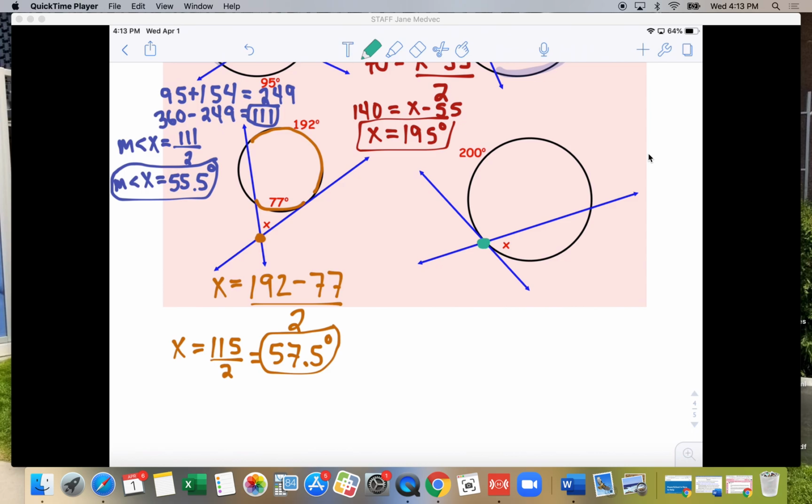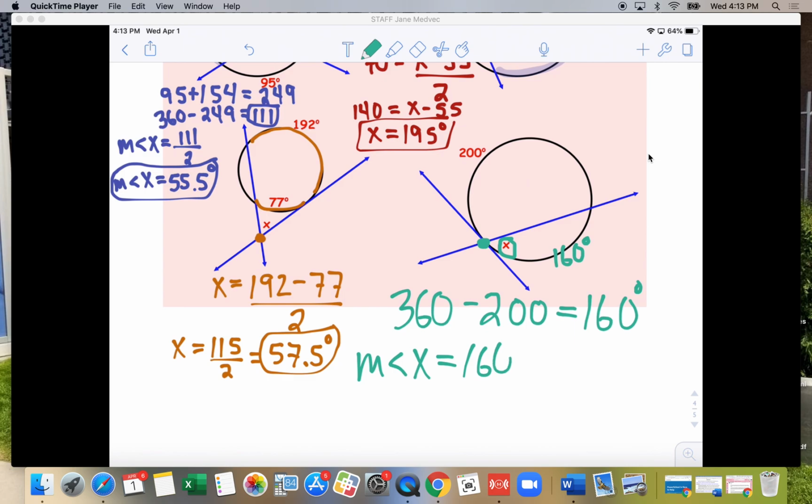Okay, and this is x. But notice that 200 is on the other side, like this is y. So there are 2 different ways of doing this. What I would do with this one is, rather than call this y, I would take 360 degrees and subtract 200, and that gives me 160 degrees, which means this arc is 160 degrees. So the measure of angle x is going to be 160 degrees divided by 2, because remember, the angle is always smaller than the arc. So this ends up giving me 80 degrees.